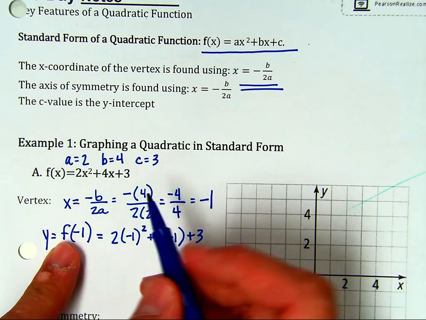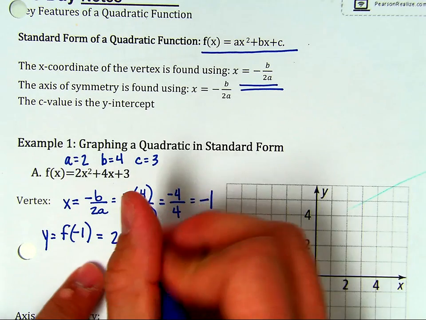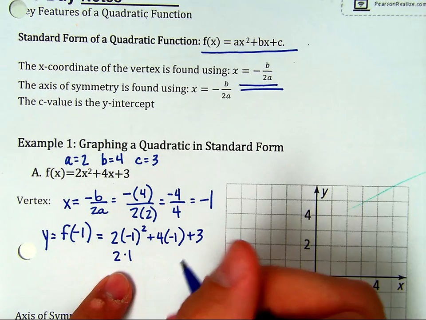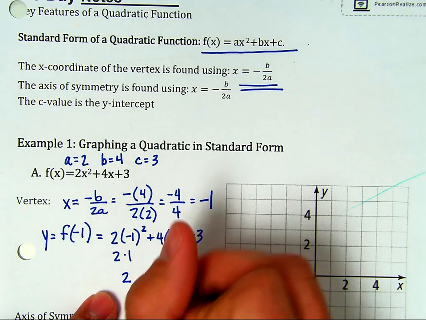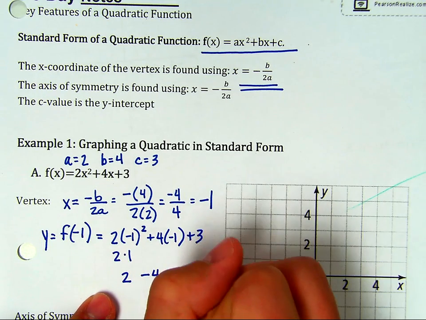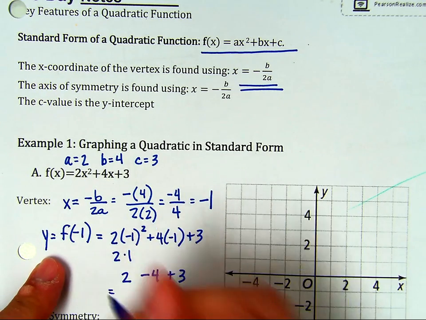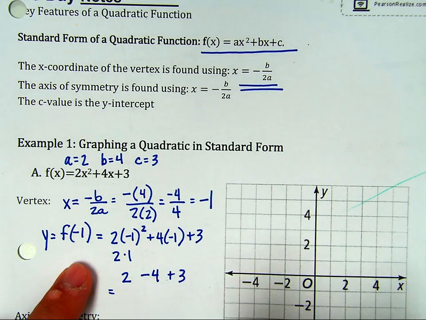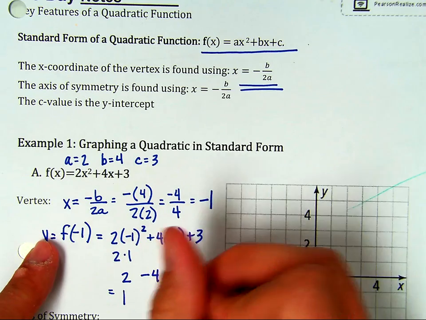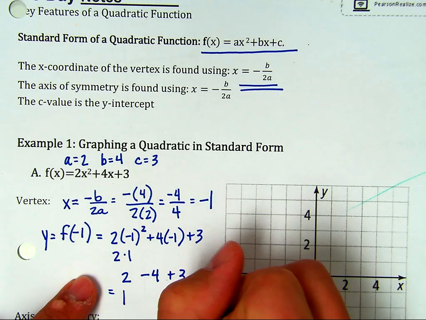So first we're going to do our exponents. Negative 1 squared is 1, so that's 2 times 1, which is 2. 4 times negative 1 is negative 4, plus 3. When I add those, 2 minus 4 is negative 2. Negative 2 plus 3 is 1. So the vertex is negative 1, 1.